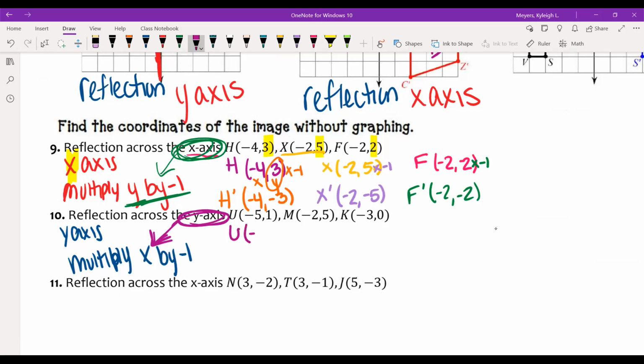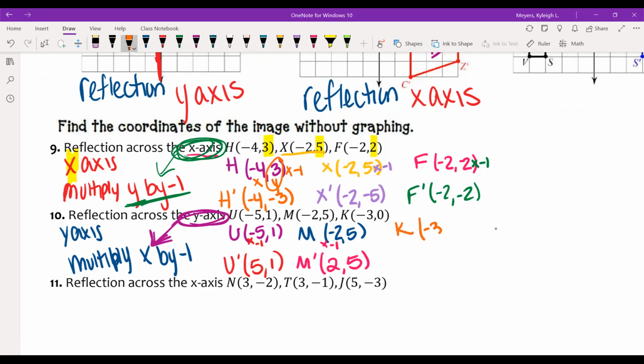So we have u is -5, 1. So we want to multiply this by -1. So -5 times -1 means our new u is 5, 1. Our m, which is -2, 5, we want to multiply this -2 by -1. And now our new m is 2, 5. Last one, our k is -3, 0. Multiply your x by -1. We get a new k of 3, 0.